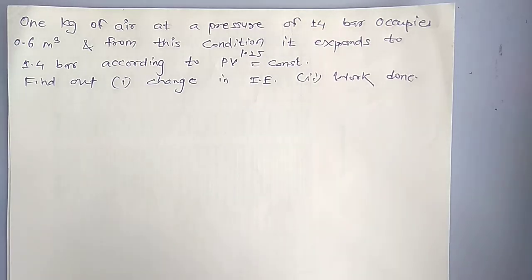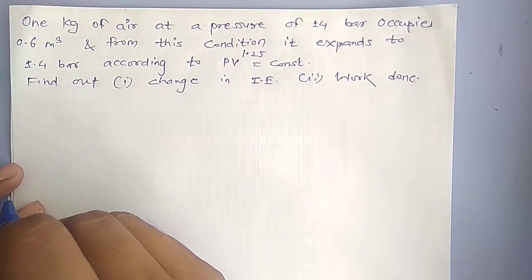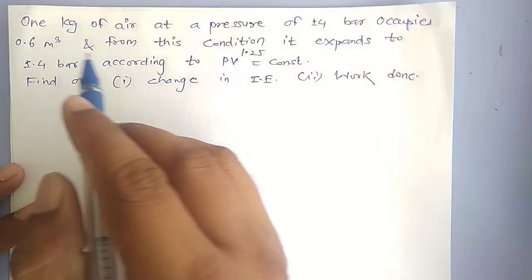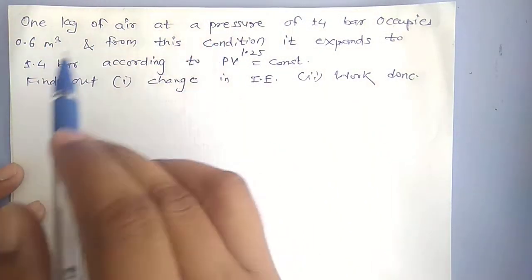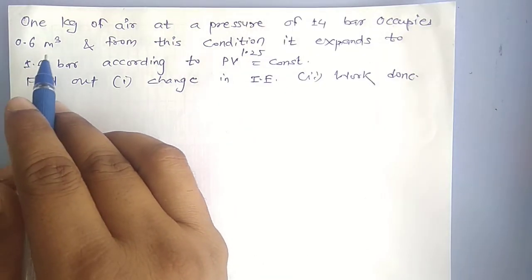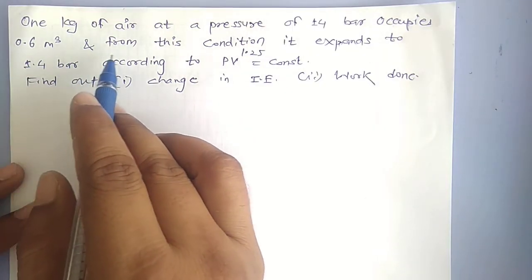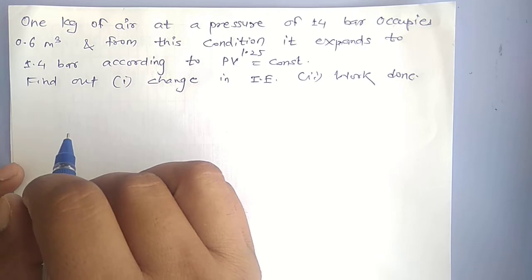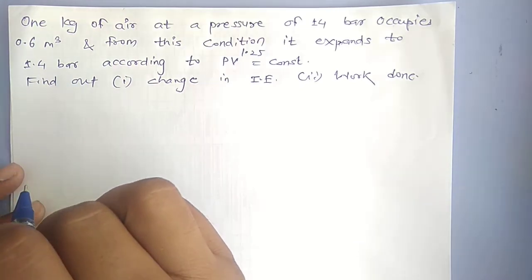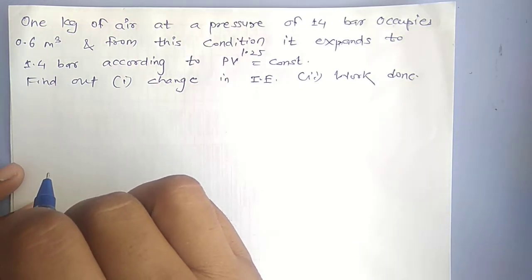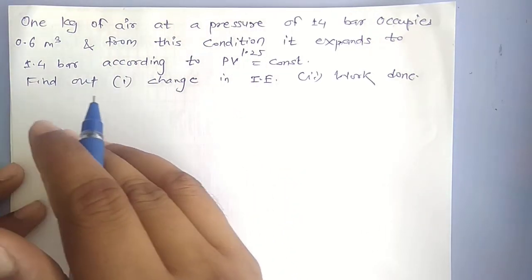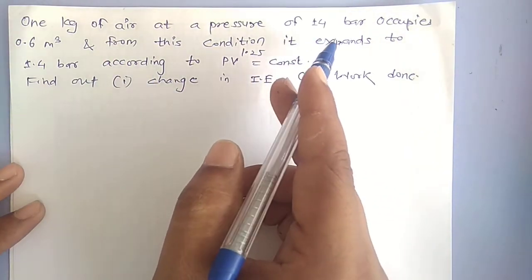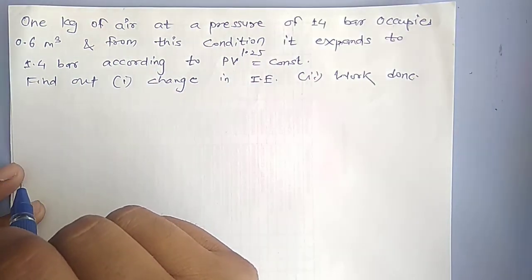Hello everyone, today we will see a numerical on ideal gases. Here, 1 kg of air at a pressure of 14 bar occupies 0.6 meter cube volume, and from this condition it expands to 1.4 bar. Here, in the expansion process, the air will expand from pressure 14 bar to 1.4 bar.